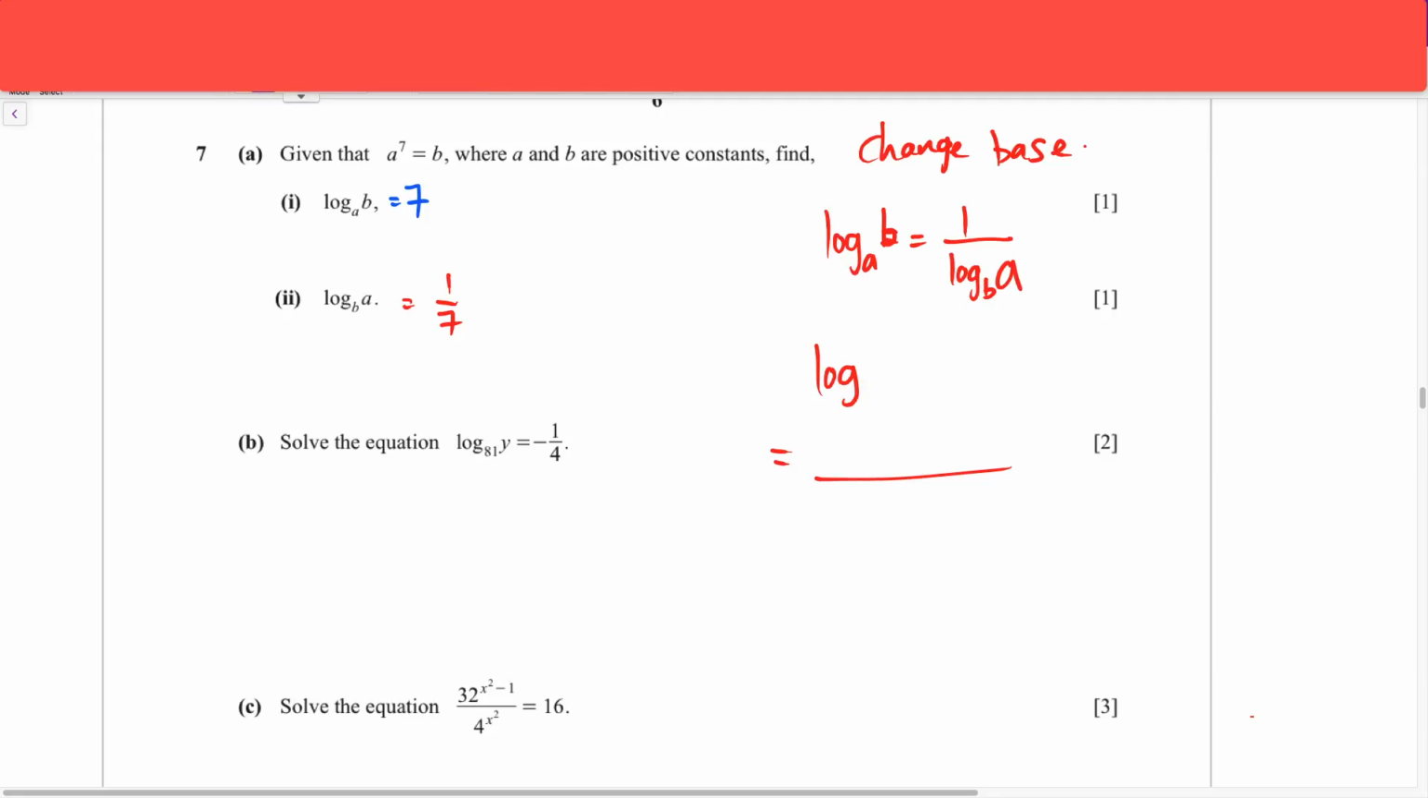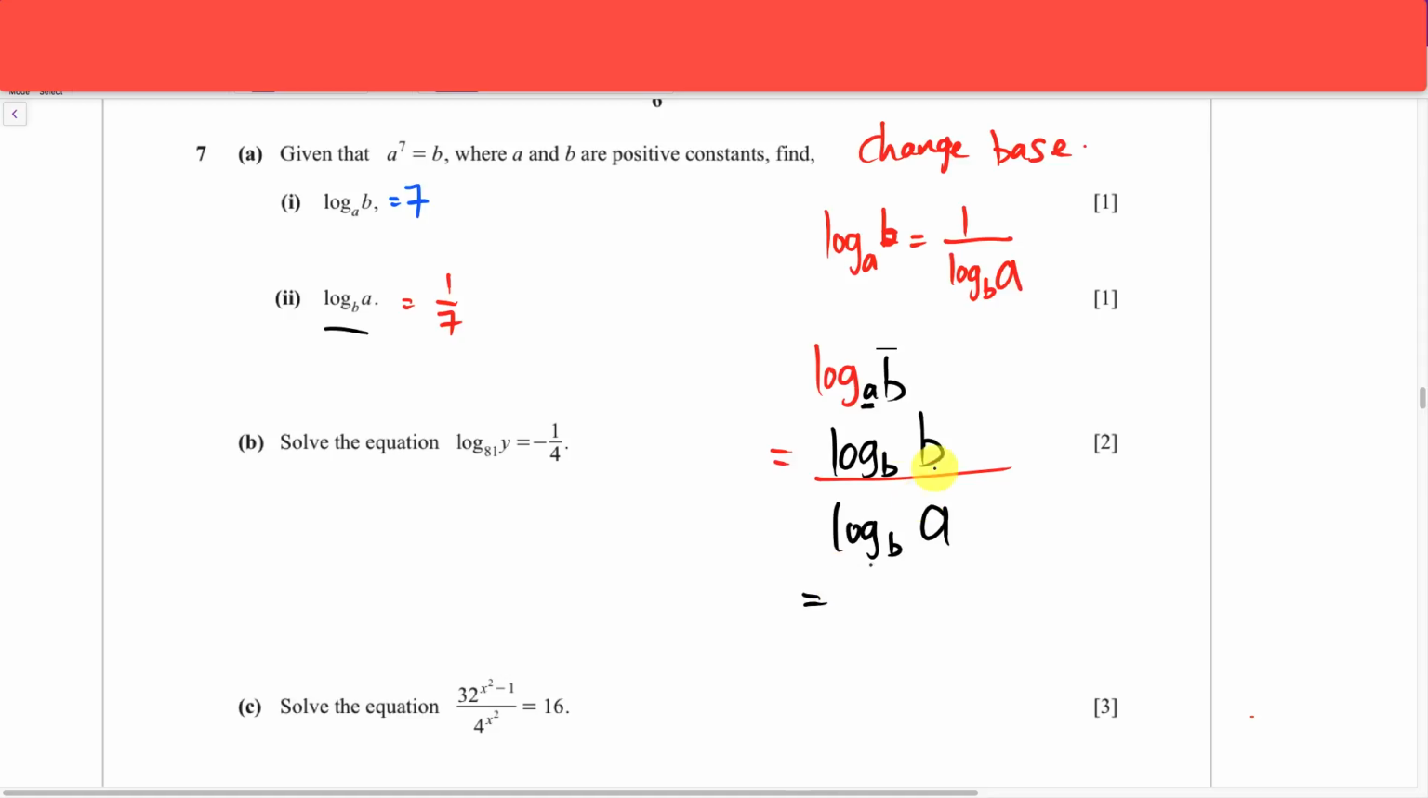According to the question. Okay, so now I want to get log BA, right? So what I will do is I will change base to base B. The change of base rule tells us that the B I should write on the top, and then the base I have to write at the bottom. This is how we change base, right?